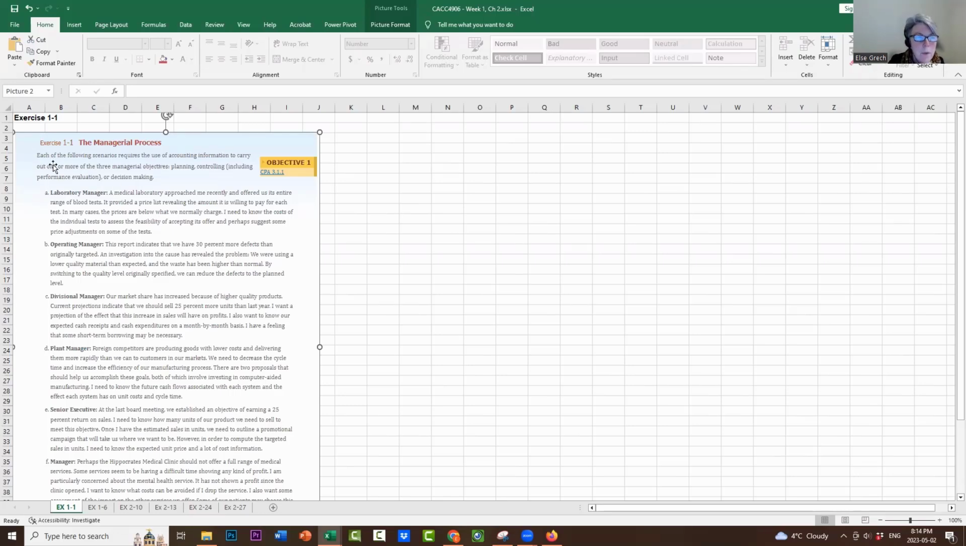So here we've got, in this exercise, each of the following scenarios requires the use of accounting information to carry out one or more of the 3 managerial objectives. So management has 3 main objectives: planning, controlling, which includes performance evaluation, or decision making. So let's just talk for a second about what that is.